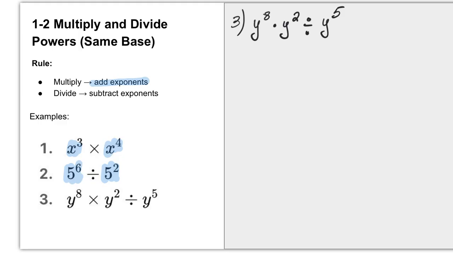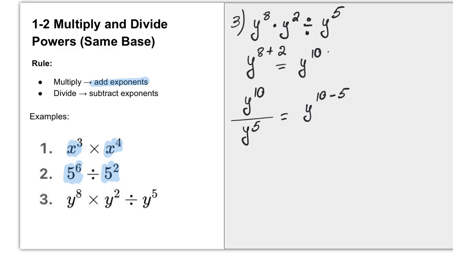First, it's multiplication, which will be adding the exponents. 8 plus 2, which will equal y raised to the 10th power. Then we're going to go ahead and do the division, which will be subtraction, y raised to the 10th power minus 5, and that will equal y raised to the 5th power.